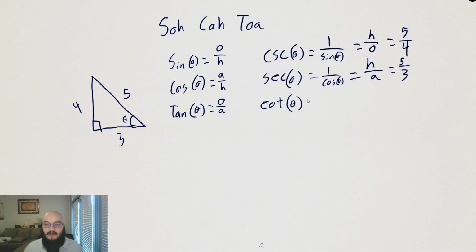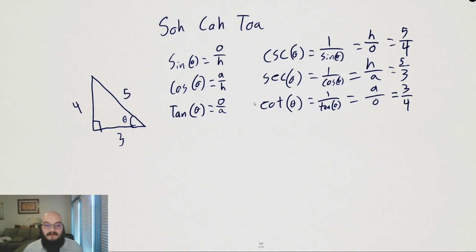And lastly, we have cotangent. Just like the other two, cotangent is the reciprocal of tangent. So it is going to be 1 over tangent of theta, which is equal to adjacent over opposite. That means that for theta, the angle we have labeled, it's going to be 3 over 4.